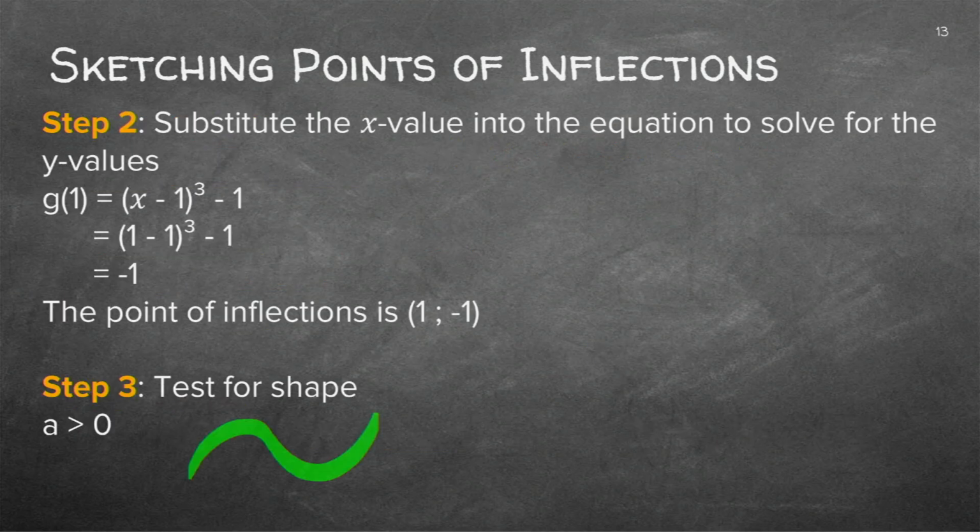Step 2, substitute the x value into the equation to solve. Remember, you go to the original equation. So you fill in your 1. So 1 minus 1 is 0. 0 to the power of 3 stays 0, minus 1. So that will be your value. The point of inflection is (1, minus 1), x and y value. Step 3, test for the shape. Because a is bigger than 0, your shape will look like that.